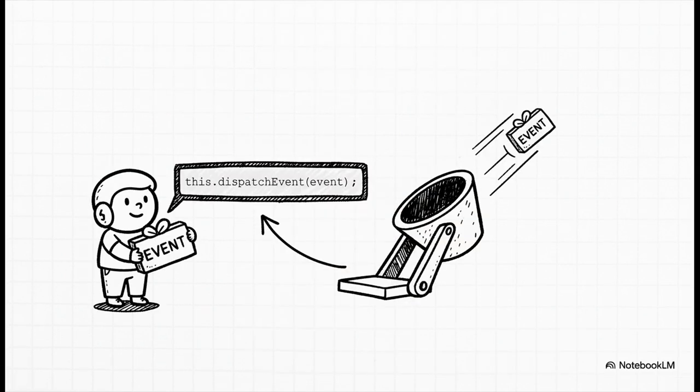Okay, so we've built our event, we've put our message inside it. Now what? We have to send it, and that's what this dispatchEvent does. Think of this line as lighting the fuse and sending that flare up into the sky. It takes our event object and just fires it out, making it available for any parent who's listening. The signal is officially on its way.